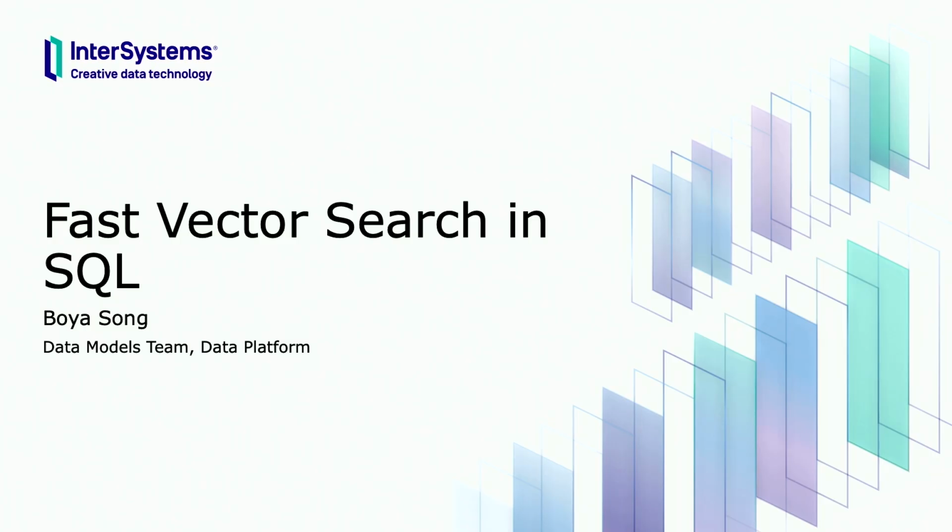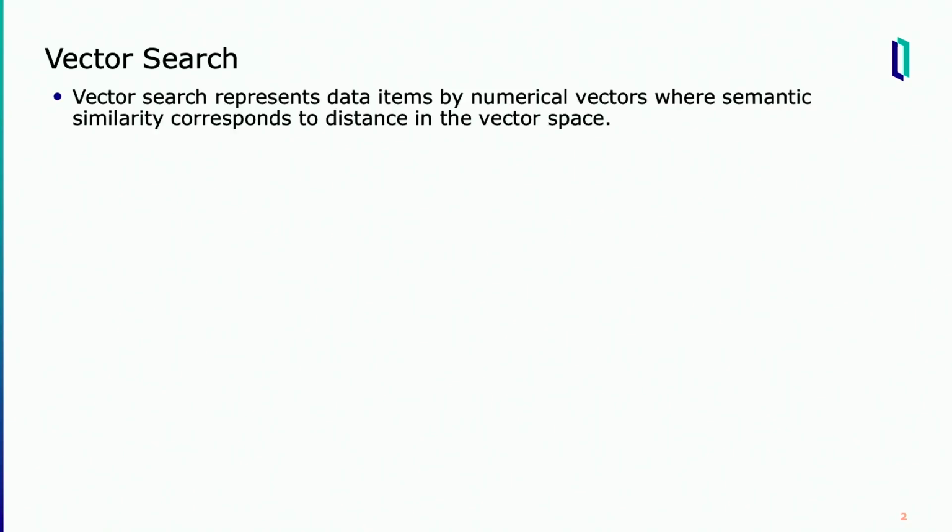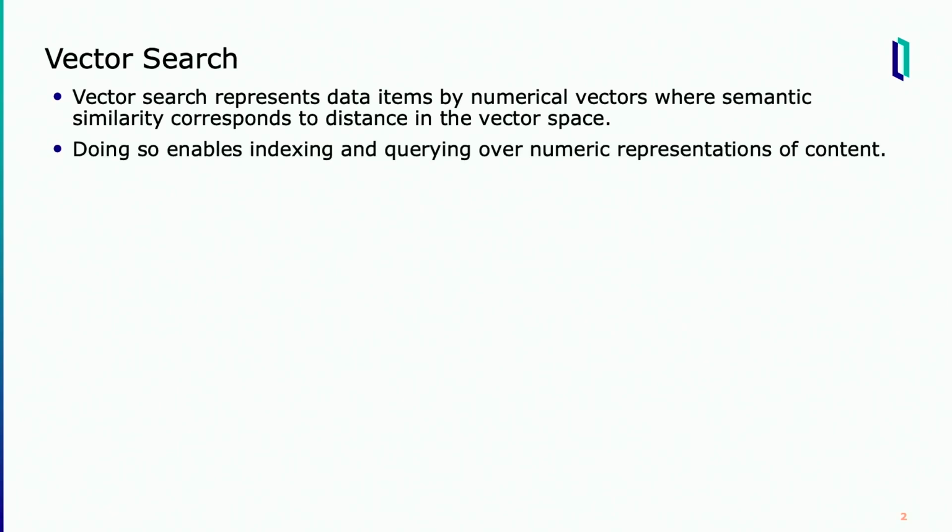Yeah, thanks, Tom. All right, I'm going to do a technical deep dive on how we integrated fast vector search in SQL. I'm Boya Song, and I'm in the data models team in data platform. I'm just going to do a quick summary of what Tom just said about what vector search is and why it is important. Vector search represents data items by numerical vectors where the semantic similarity corresponds to the distances in the vector space. Doing so enables us to index and query over this numerical representation of the content.